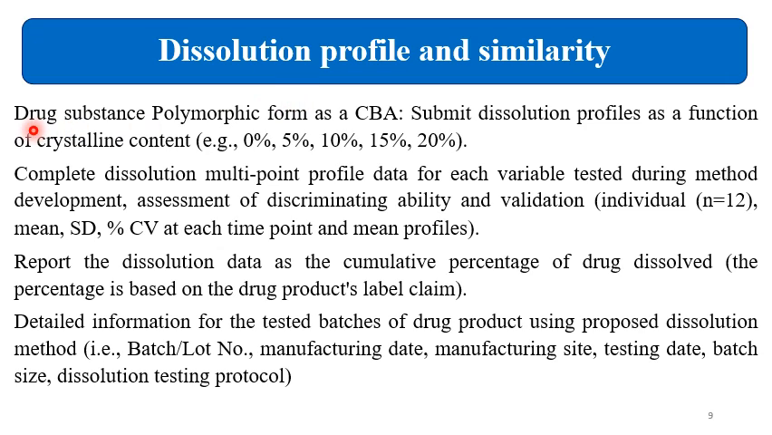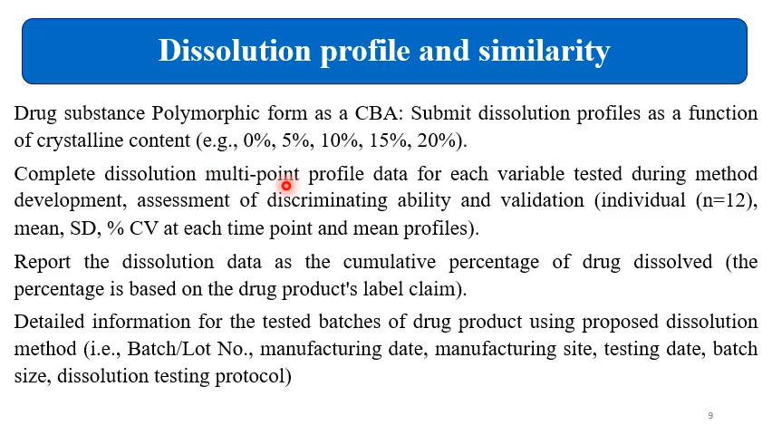Then the drug substance polymorphic form as a CBA. If we consider a drug substance is a polymorphic form A or B or mixture, it may get converted to another form, or the drug substance is amorphous and may get to crystalline form, or it is a crystalline form and may get to the amorphous form. At that time the different dissolution profiles are required to be generated and studied with the crystalline content or amorphous content, and that data is required to be submitted.